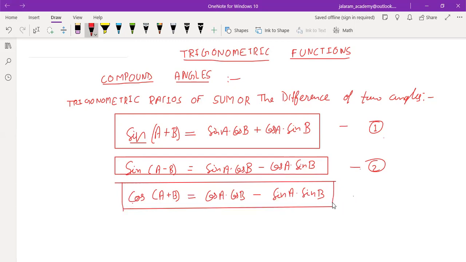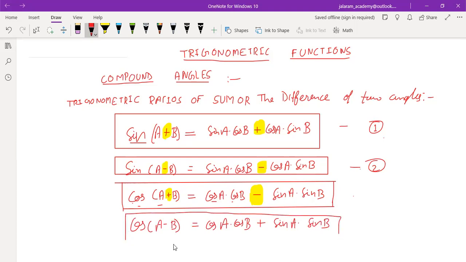Remember, cosine of sum of two angles is given by cos A cos B, and there is minus in between these two terms. In sine A plus B, there was plus. In sine A minus B, there is minus. In cos A plus B, there is minus. And in cos A minus B, the opposite will happen. Means what? Cos A minus B becomes cos A cos B plus sine A sine B.